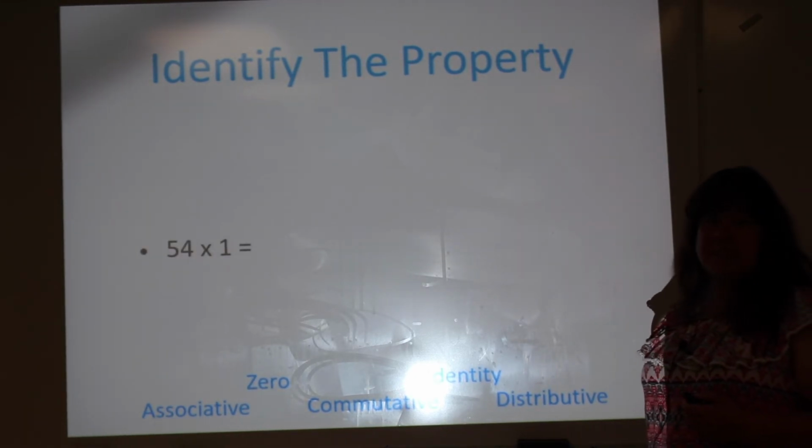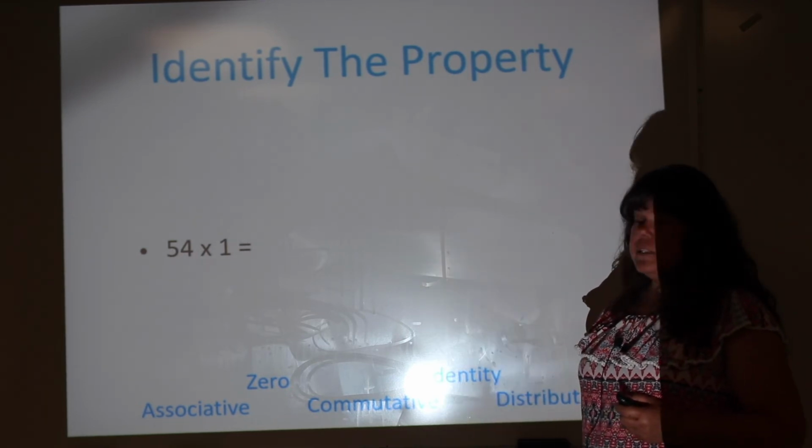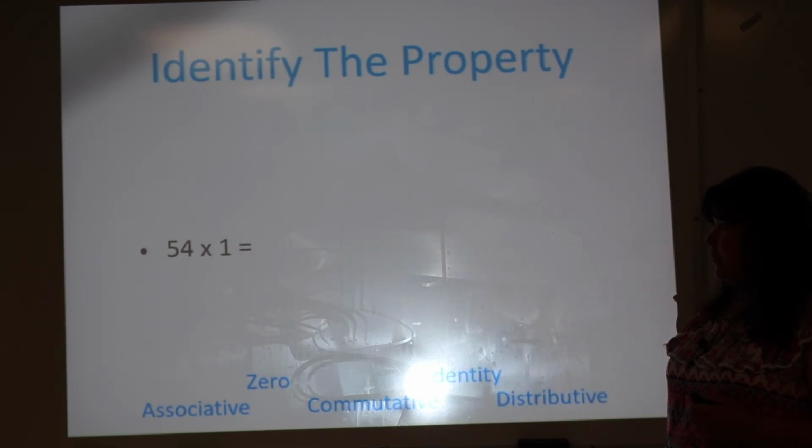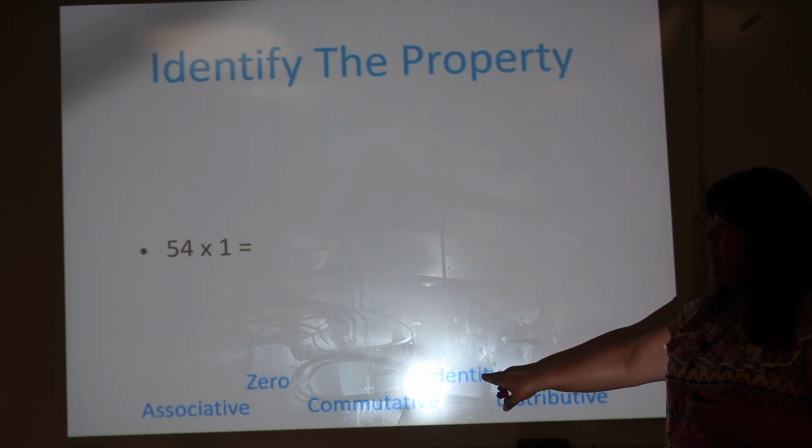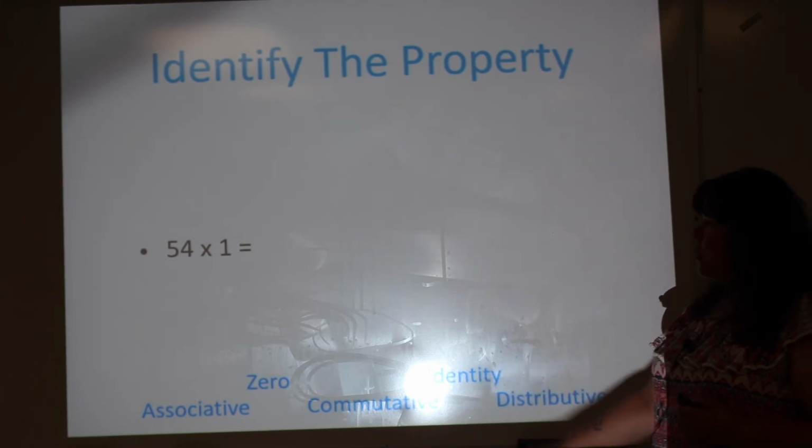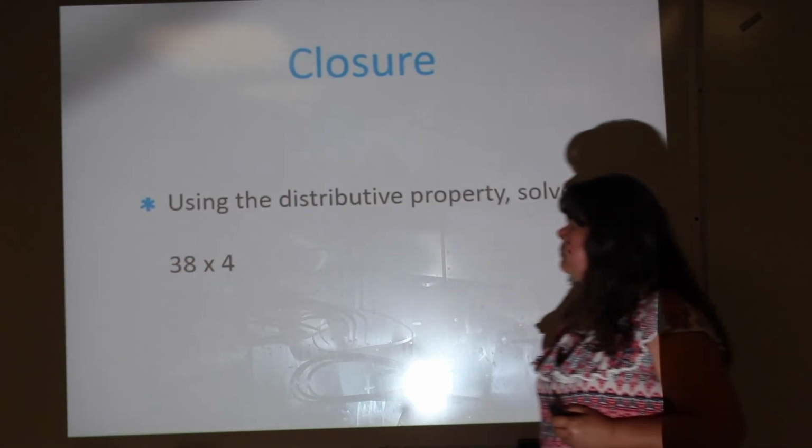Okay, and what's this property? I have 54 times 1. So hopefully you're thinking that's the identity property. When we multiply by 1, we get the other number.